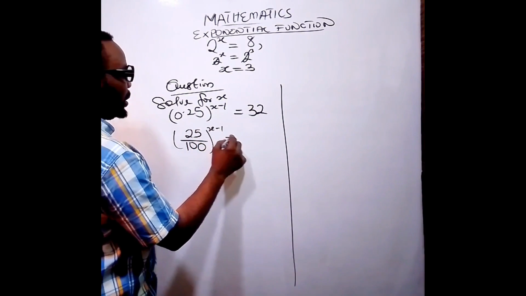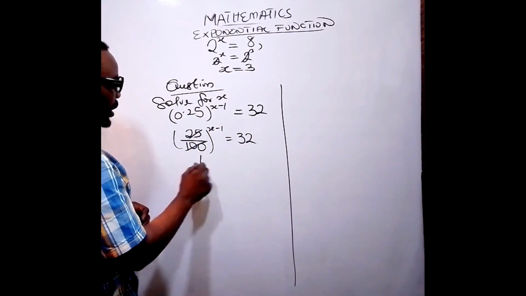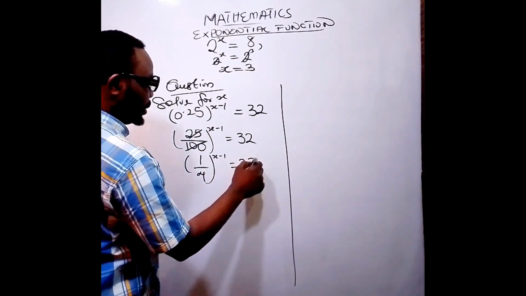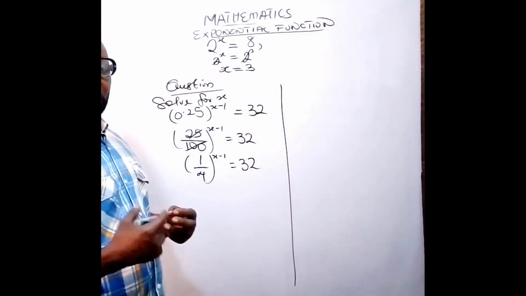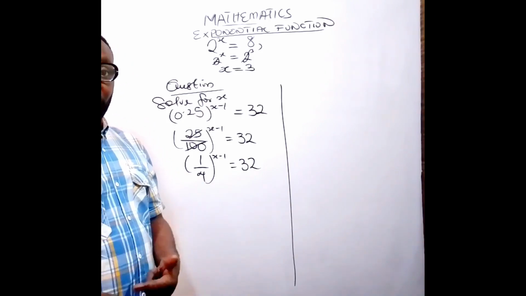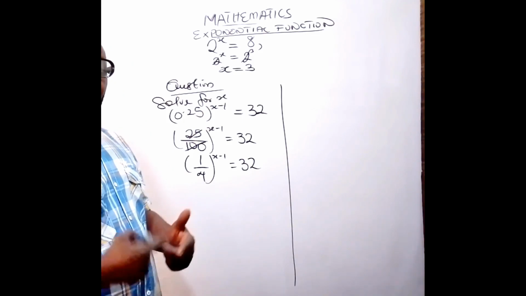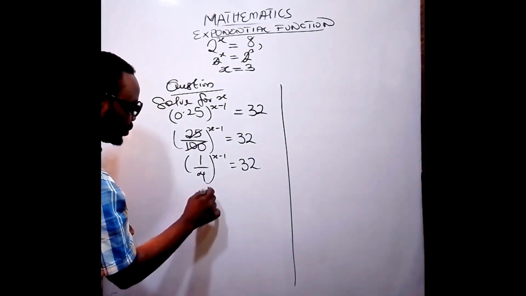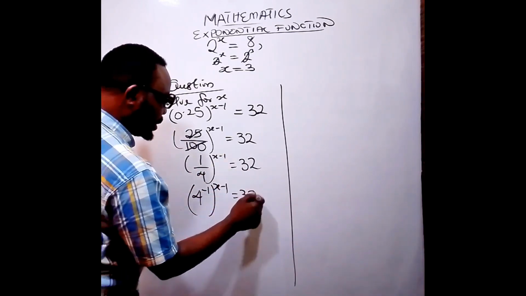X minus 1 is equal to 32. If I cut this and this, I will have 1 over 4 raised to the power x minus 1 is equal to 32. Then, if you look at this very well, you see this as 1 over 4. When you have 1 over a particular value, that is the reciprocal of that value. And what normally gives us the reciprocal of a particular value when we are dealing with laws of indices? That is when you raise that power to a negative value. So we can have it become 4 raised to the power minus 1, put in bracket, x minus 1 is still there, is equal to 32.